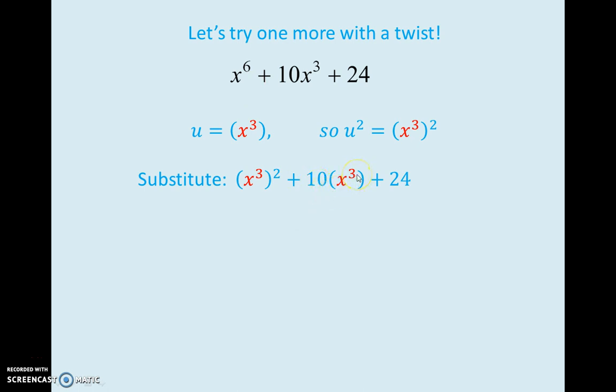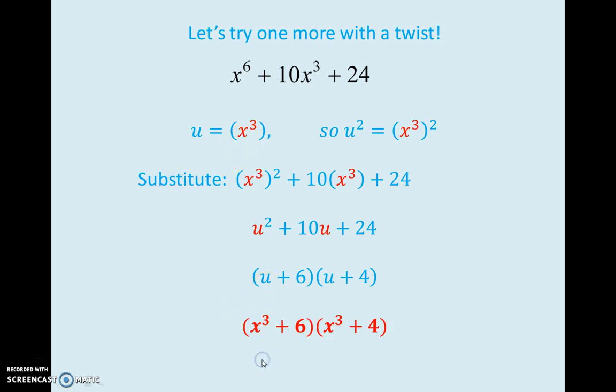Plus 10x cubed plus 24. Every time I have an x cubed, I can replace it with a u, like I did here. u squared plus 10u plus 24. All I have to do is factor. There are no GCFs in this one, so the factors are u plus 6 times u plus 4. Now I just need to write my final answer by substituting x cubed for each of the u's. So here we go, x cubed plus 6 times the quantity x cubed plus 4, and that's my final answer.